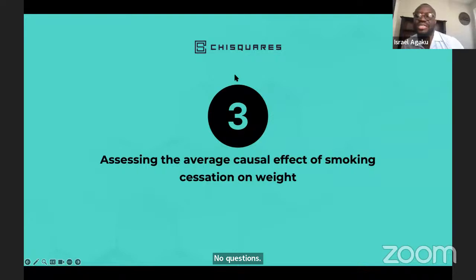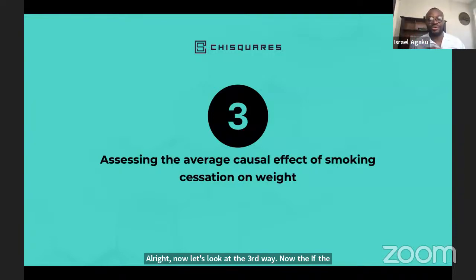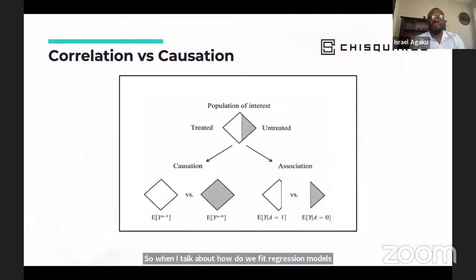All right, now let's look at the third way. The third way of exploring causal relationships is through regression models. So we now talk about how we fit regression models that look at issues of causality and allow those kinds of conclusions. Now, let me make a distinction between causality and correlation.